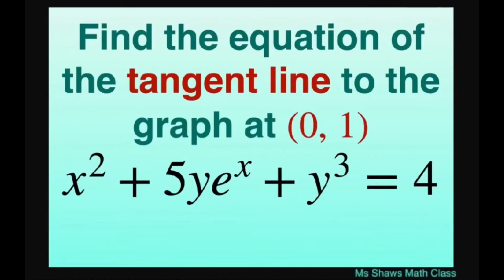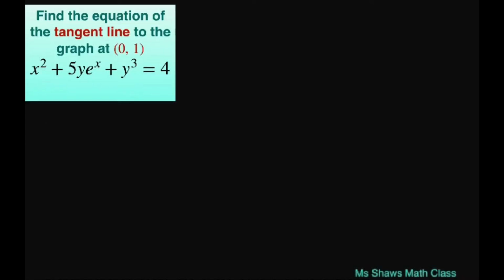Everyone, we're going to find the equation of the tangent line to the graph of x squared plus 5y times e to the power of x plus y cubed equals 4, at the point (0, 1). So the setup is differentiating both sides of the equation with respect to x.